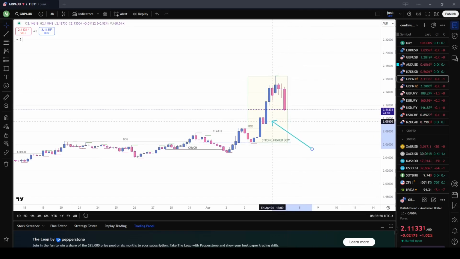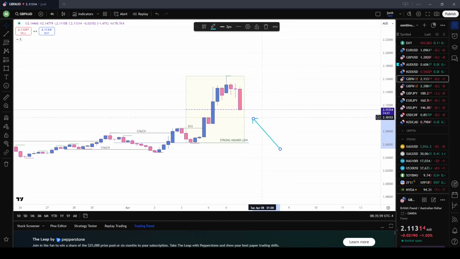Hopefully, if it does retrace back more into this area of demand, then I will be looking for any opportunity to buy any type of bullish momentum shift, looking to target higher prices. But since it already is in discount, I'll be looking now also on lower time frames.